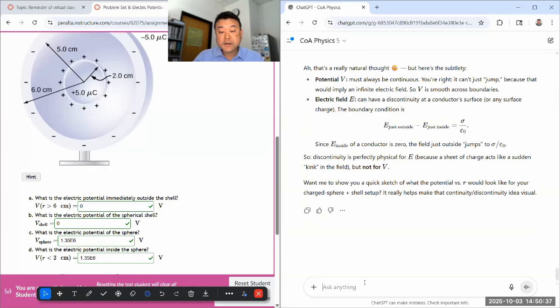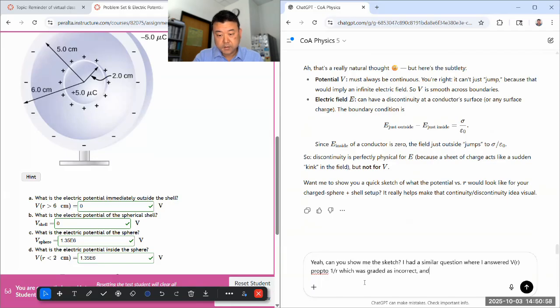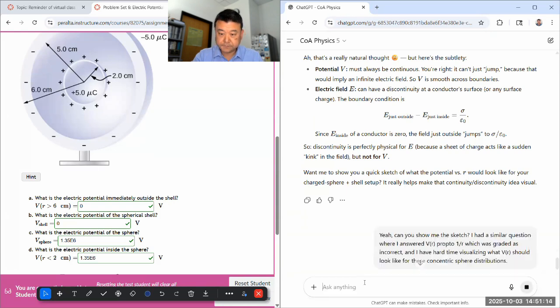Oh, let me see. Yeah. Can you show me the sketch? I had a similar question where I answered V(R) proportional to 1 over R, which was graded as incorrect, and I have a hard time visualizing what V(R) should look like for these concentric sphere distributions.